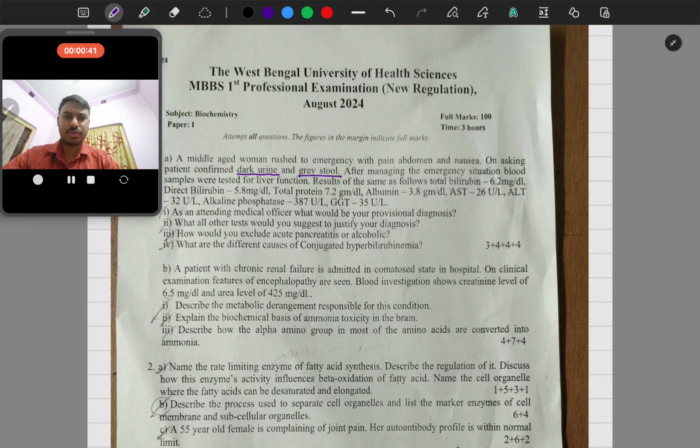Results are given as total bilirubin 6.2 milligram per deciliter, direct bilirubin, that is conjugated bilirubin, is 5.8 milligram per deciliter. Total protein is 7.2, albumin is 3.8, AST is 26 in normal range, ALT is 32 usually in normal range, alkaline phosphatase is 387, that is much higher than the range, and GGT is 35 units per liter. Okay, so what are the questions? The question is: as an attending medical officer, what would be your provisional diagnosis?